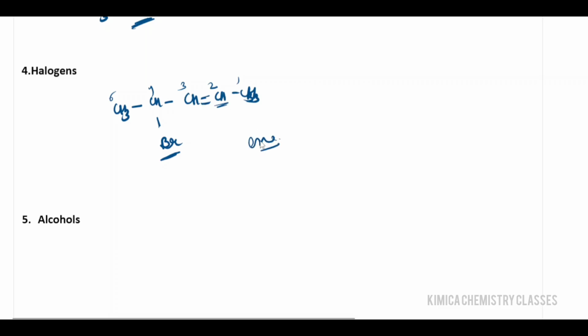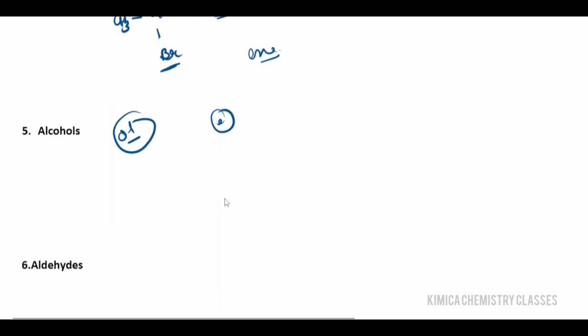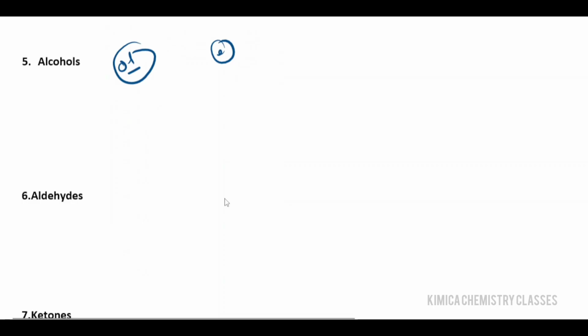In case of alcohol, the suffix "ol" replaces the e of alkane. Ol is used in place of e, as e is used in alkane, right? So that is all in alcohol, which is indicated by OH, right? So this is the example of an alcohol derivative. Alcohol is represented by OH.